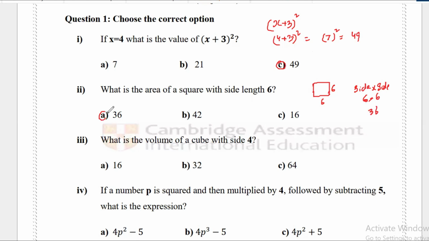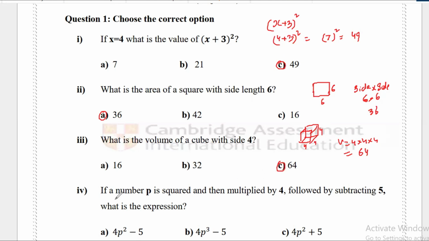So your answer first is correct. What is the volume of a cube with side 4? So it's a 3D shape, a cube. The formula for the volume of a cube is length multiplied by length multiplied by length. So if one length is 4, the other two lengths are also 4, 4. Volume is equal to 4 into 4 into 4. That means 4 4s are 16, 16 4s are 64. So your answer is option C, correct.